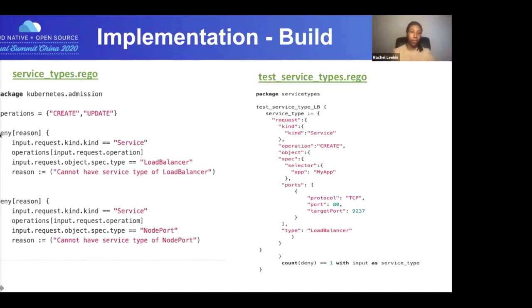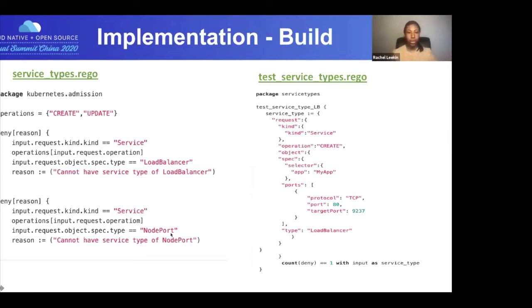And then here's the deny. So it's going to deny, and in this parentheses here, it gives you the reason why. It's going to deny if it sees a service come through, and if it does one of those operations, and if the spec type of that service is load balancer. So the reason you see here is load balancer, and then you see the next reason is the same reason, but it just says node port.